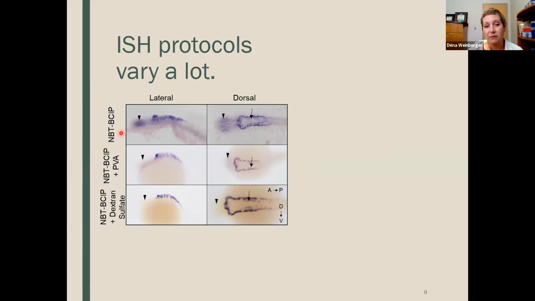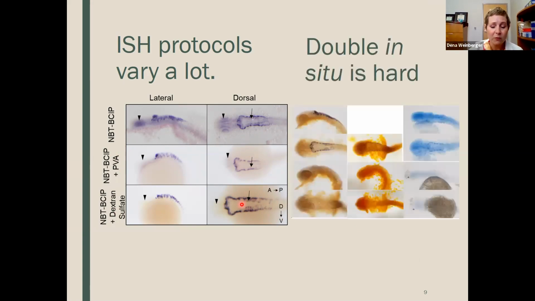We looked at different additives that are supposed to make clearer signal, and we would absolutely agree that dextran sulfate is the winner here. We now use it all the time. There's also a lot of variation and difficulty in the double in situs, which are very difficult.